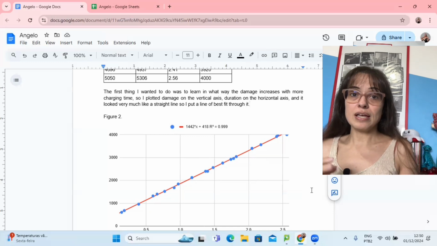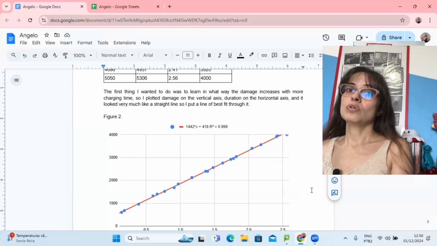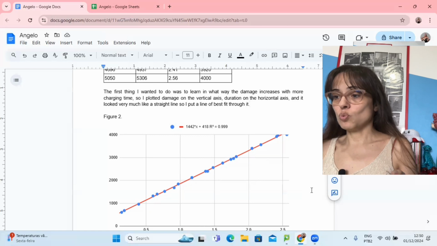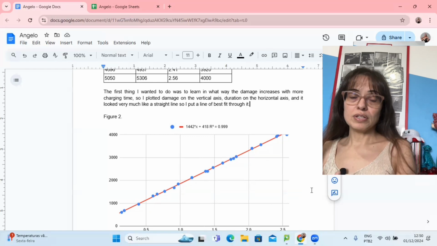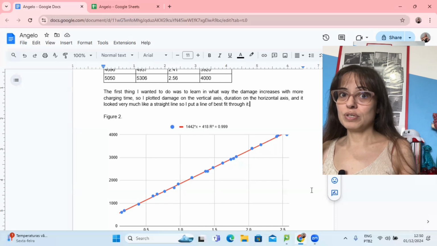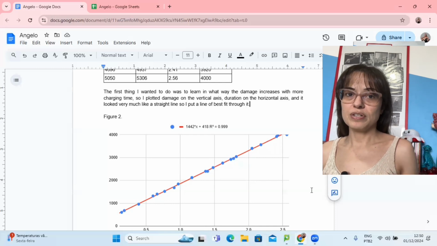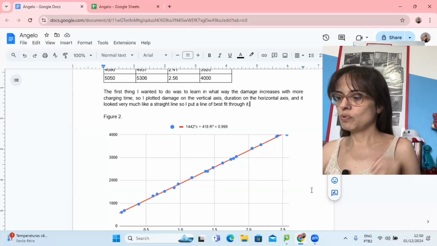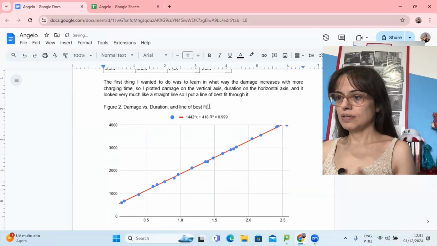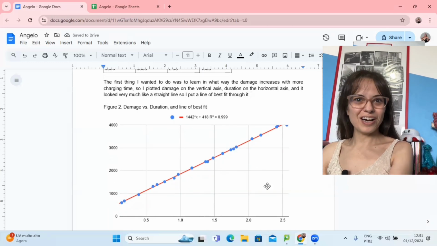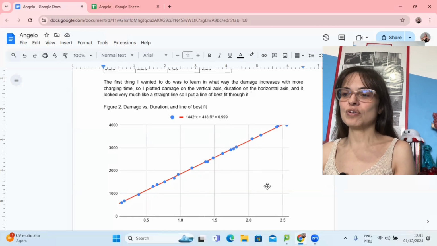So it's good to say that this is what you wanted to do. It's good to say that this is why you plotted it. And then, of course, it looked very linear, so I put a line of best fit through it. You don't have to explain what a line of best fit is because that's in the syllabus. Supposedly, your reader knows it. It's also cool to repeat that in the title of the figure. What are you looking at? What is this figure? It is the damage versus duration and the line of best fit.